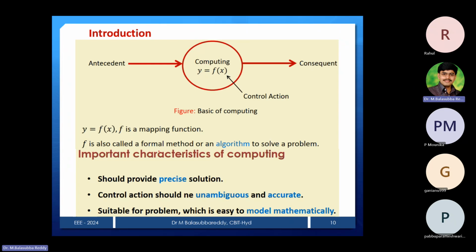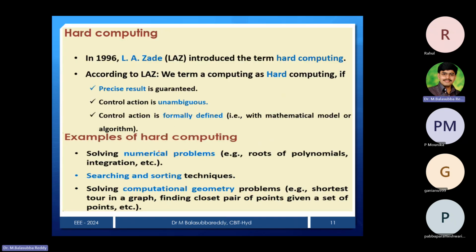The problem should be easy to model mathematically. As I said in machine learning, based on the training data, the model is going to be developed, that is, a mathematical model is going to be developed. So similarly here, the problem should be easy to model mathematically. These are some of the characteristics.